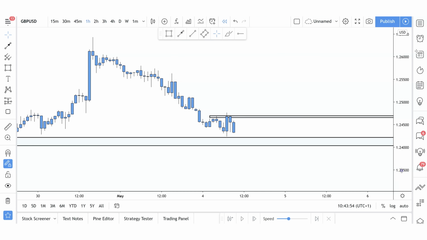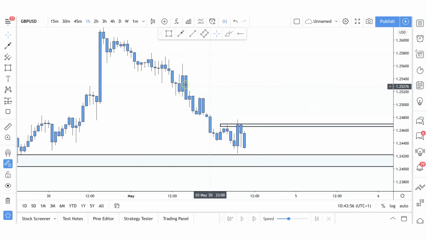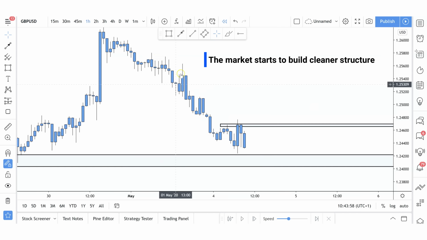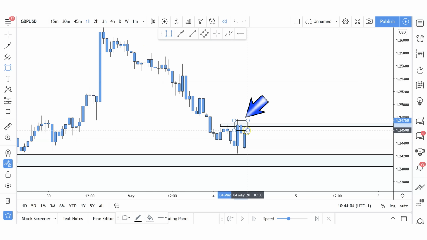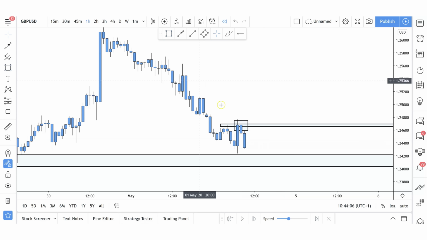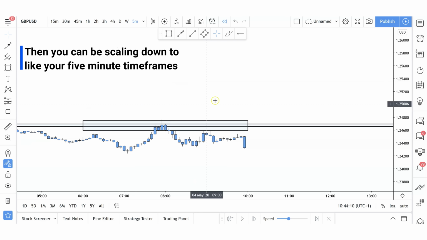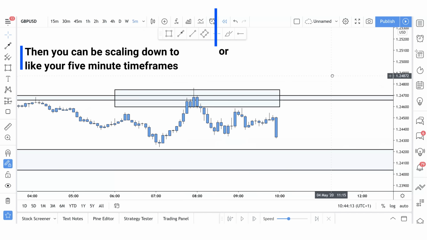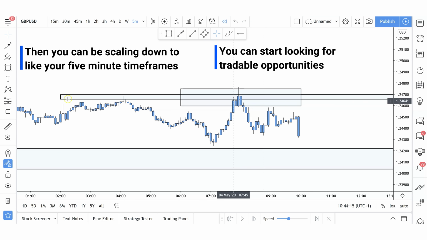When you go down to the hourly time frame, look what happens. The market starts to build cleaner structure. So we have a lower high and a retest of that structure. Now with this area here, again, this is not the example I want to show you, but once the market creates a level and price comes back to retest it, then you can be scaling down to like your 5-minute time frames and you can start looking for tradable opportunities.